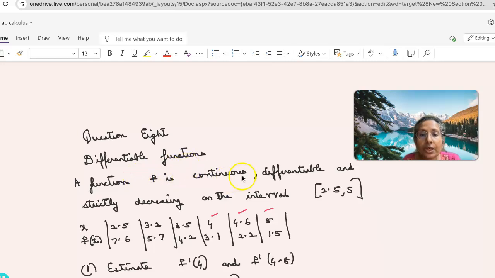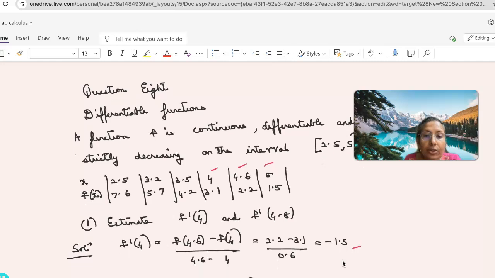A function f is continuous, differentiable and strictly decreasing on the interval 2.5 to 5. You are given these values. Estimate f'(4) and f'(4.8). So using Lagrange's mean value theorem, f'(4) will be (f(4.6) minus f(4)) by (4.6 minus 4), that is, (f(b) minus f(a)) by (b minus a). So that will be (2.2 minus 3.1) by 0.6, which is minus 1.5.